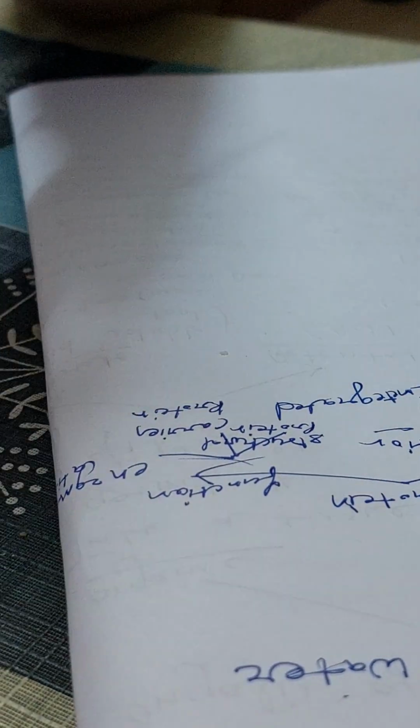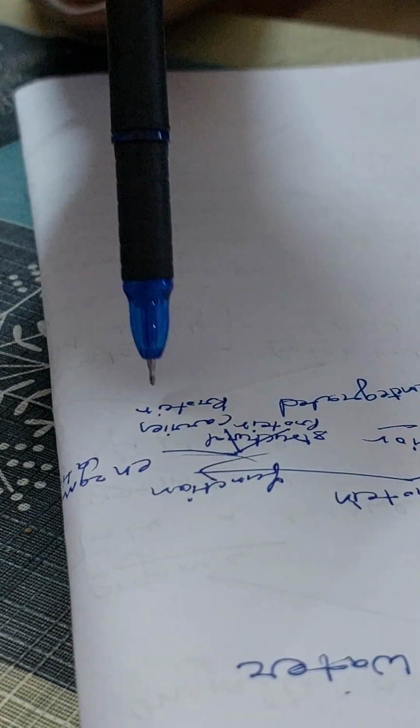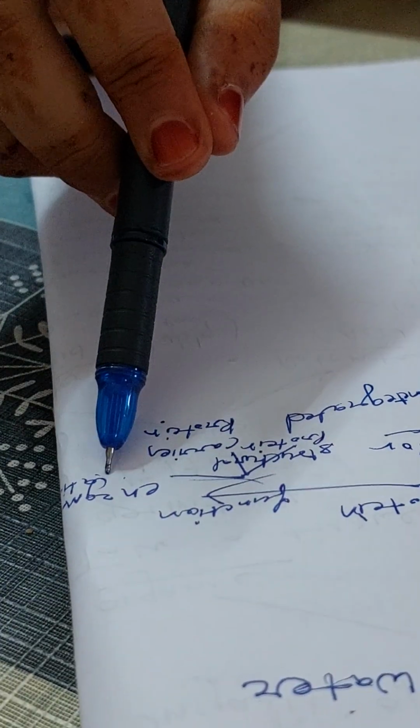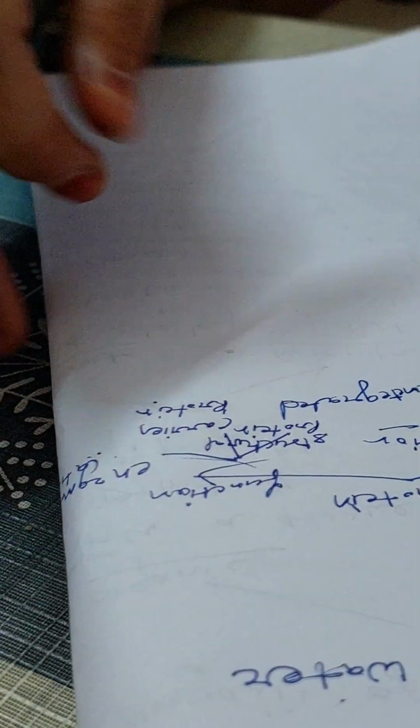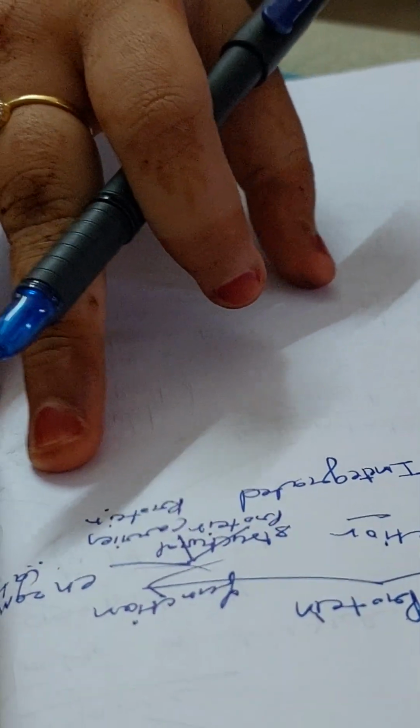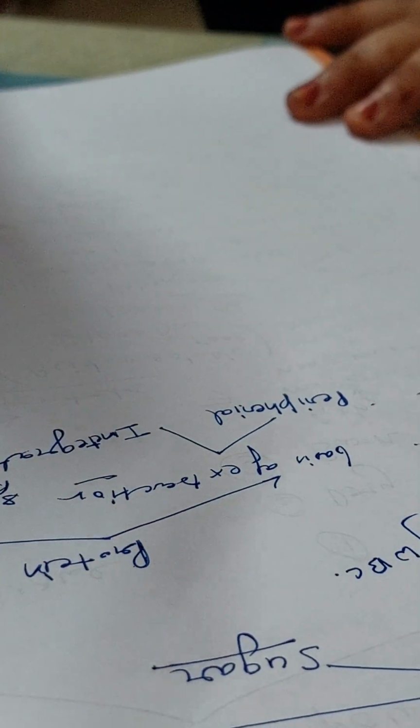Now function. Structural protein helps to form the structure of the cell membrane. Carrier protein helps in transportation, and enzymatic protein catalyzes the process of making enzymes. So now the composition is clear.